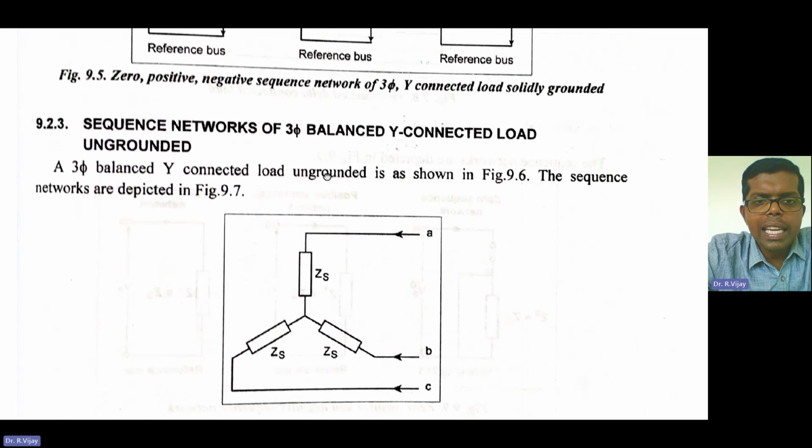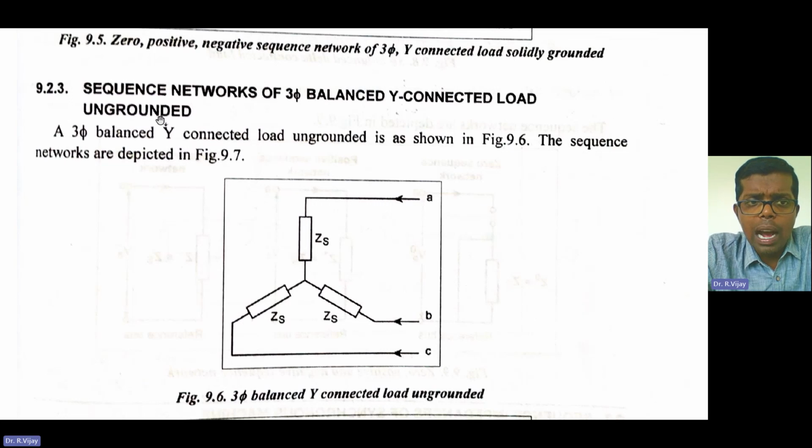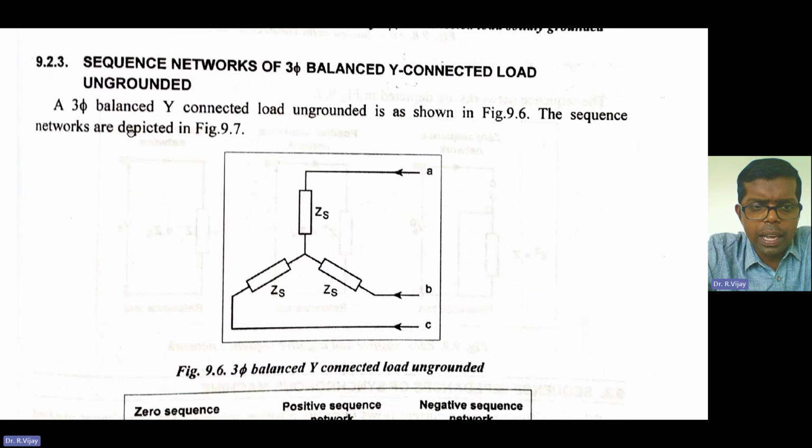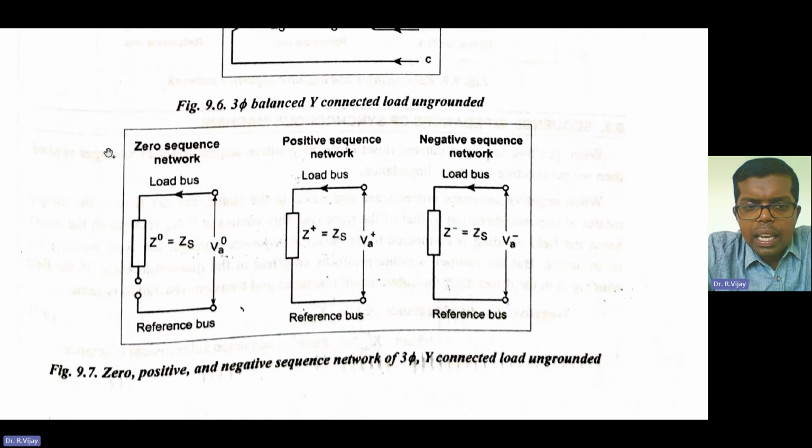Next, sequence networks of a three-phase balanced star-connected load, ungrounded. What is the equation? What is the phasor diagram that we are going to see? That is the zero sequence network that we are going to see. A balanced star-connected load, ungrounded, as shown in the figure. The sequence networks are given as in this figure. That is, the zero sequence network with VA0 and the current at the load bus.